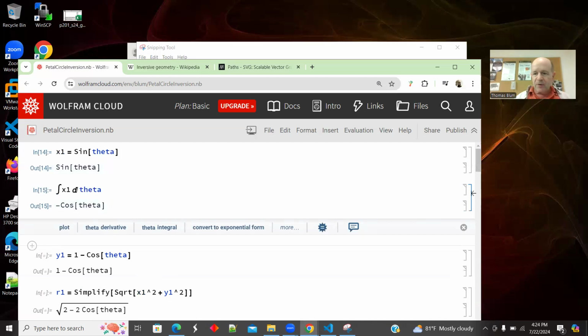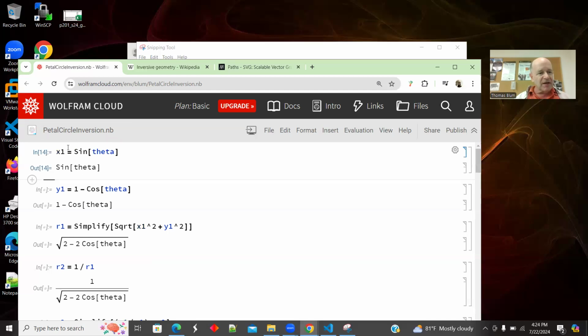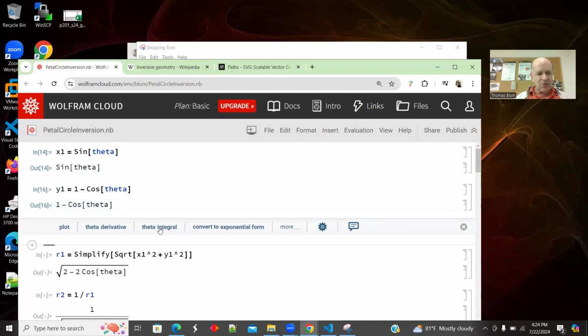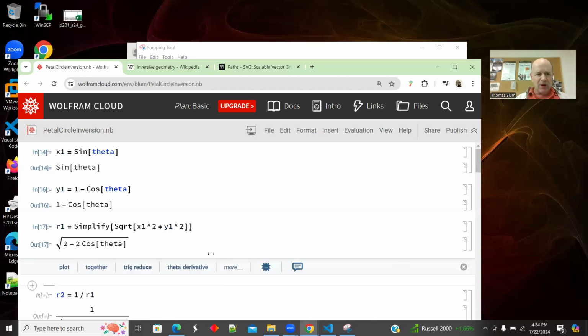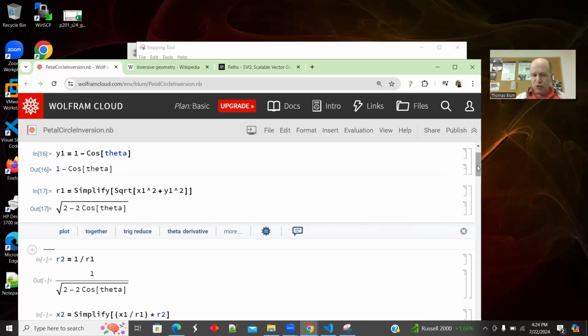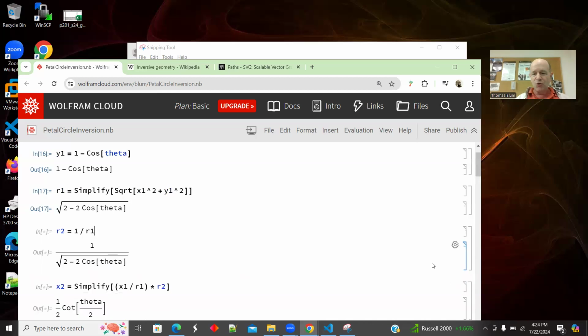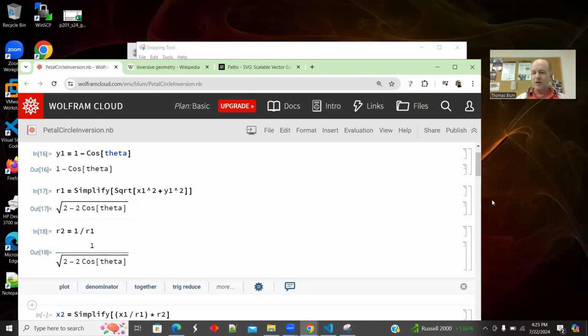There, x1 is sine of theta, y1 is 1 minus cosine theta, and if I simplify, that ends up to be the square root of 2 minus 2 cosine theta. Now, the circle inverting process is for my new point. I want a radius that is working with a unit circle. So 1 on R2 is 1 on R1 because I'm working with the unit circle here. So that just inverted that. Okay.